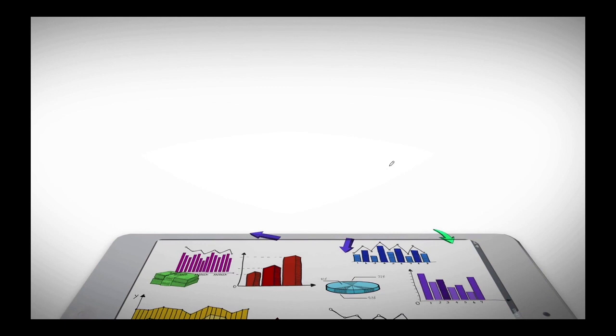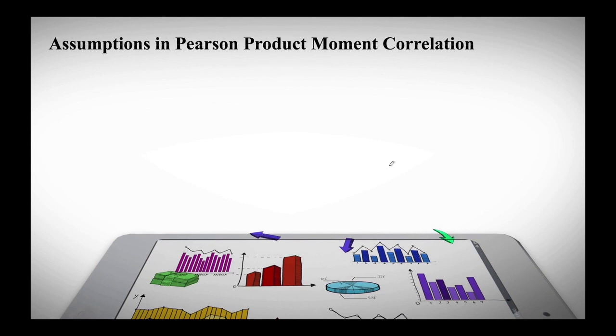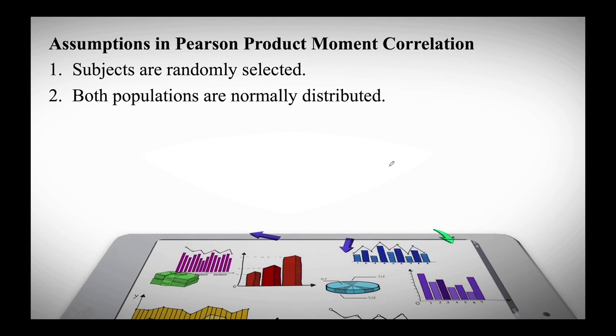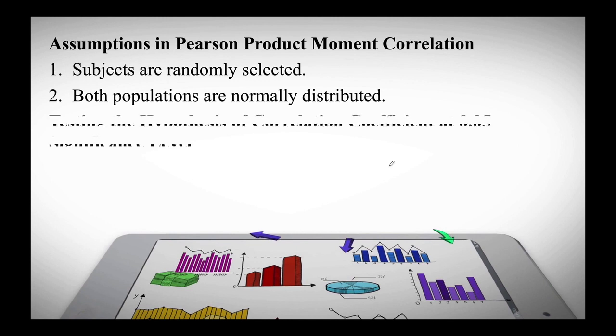No? So, we have here, guys, the assumptions in having the PPMC or the Pearson product moment correlation. So, first assumption is that the subjects are randomly selected. Take note of that, randomly selected. And for the second assumption, both populations are normally distributed. Again nga, sabi ko kanina, this is used for parametric statistics wherein yung data mo is normally distributed. Again, to check if the data is normally distributed, go back to your statistics 1, yung sa skewness, sa kurtosis, sa descriptive statistics natin. So, that's it for the assumptions in PPMC.